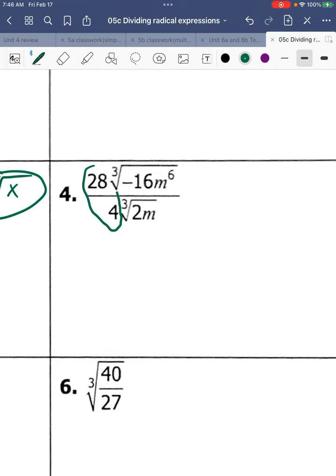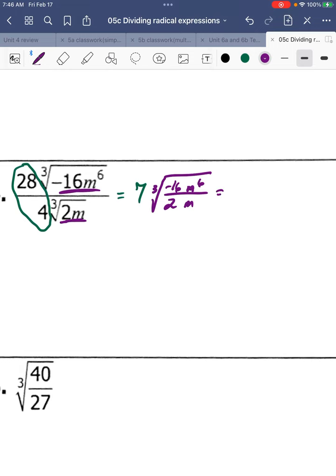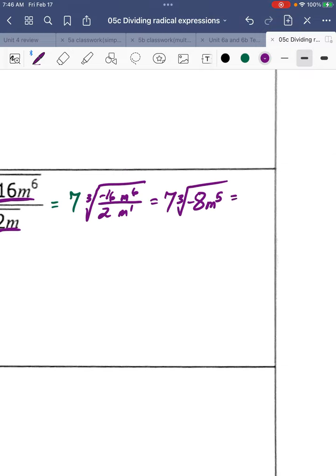All right, number 4, I have the coefficients out front. I'm going to divide those first, so that's 7. Then I can look inside the radical and see that I can divide the negative 16 by 2 and m to the 6 divided by m. So I'm going to combine these cube roots, negative 16 over 2 and m to the 6 over m. So that's 7 cube root, keeping it under the cube root. Negative 16 divided by 2 is negative 8. M to the 6 divided by m to the first is m to the 5th.